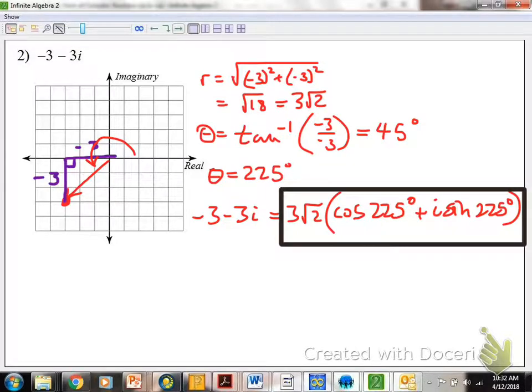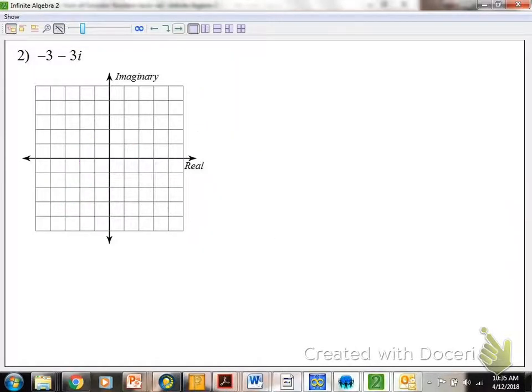Okay, let's look at another one. This is pretty easy. Let's look at one where we have to use our calculators to find out the values. -1 plus 3i. We want to sketch the graph, write it in polar form. Polar form of a complex number is r times cosine of theta plus i sine of theta.